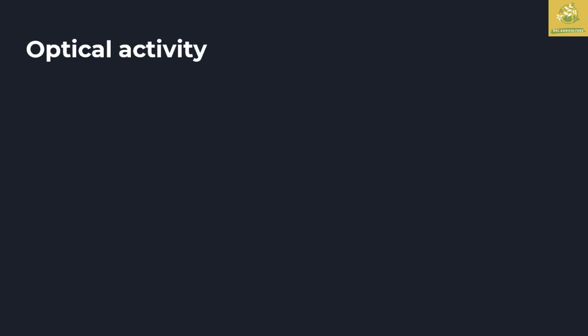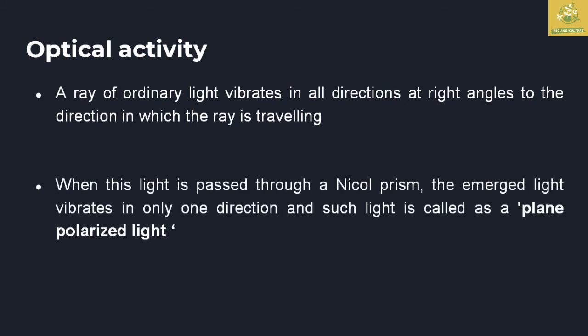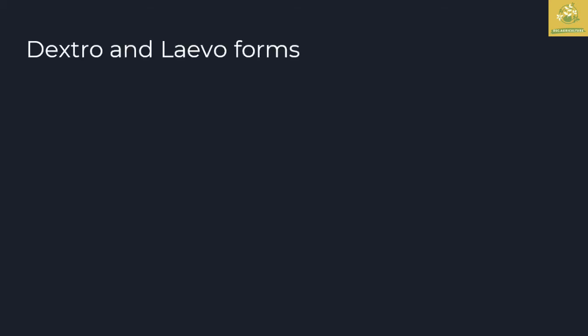The next property is optical activity. An ordinary ray of light vibrates in all directions at right angles. When the light passes through a Nicol prism, the emerged light, which vibrates in only one direction, is known as plane polarized light, which can be measured by the polarimeter.